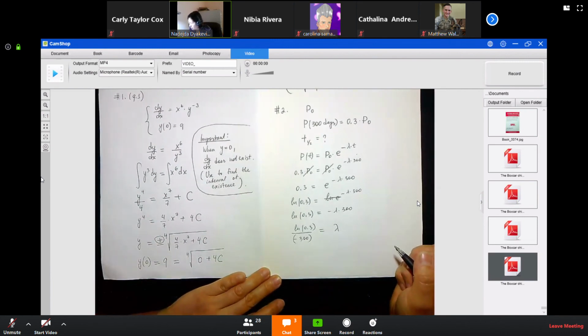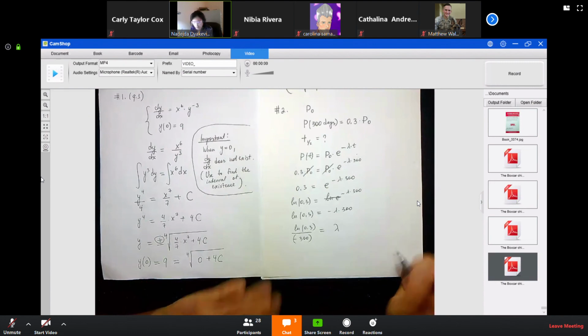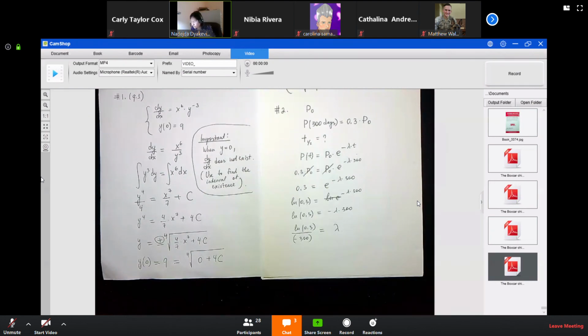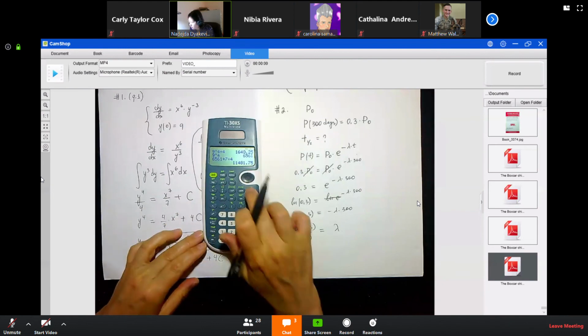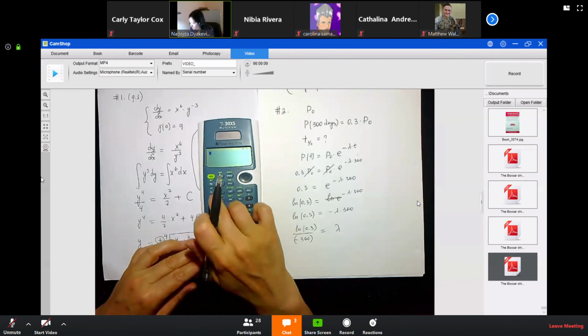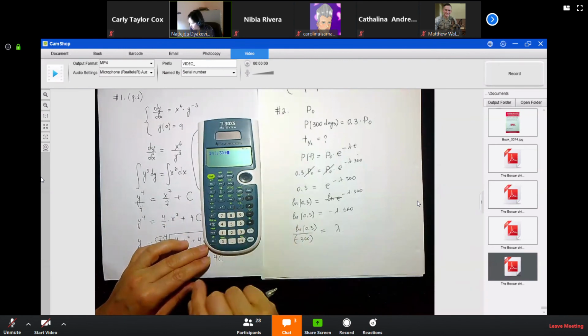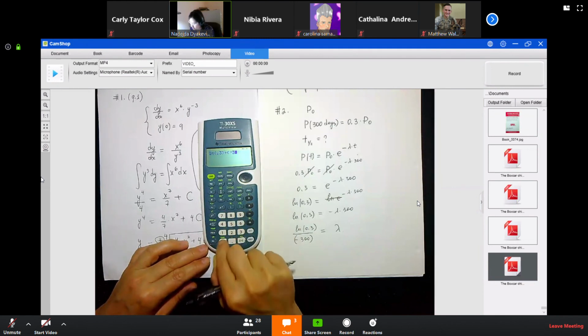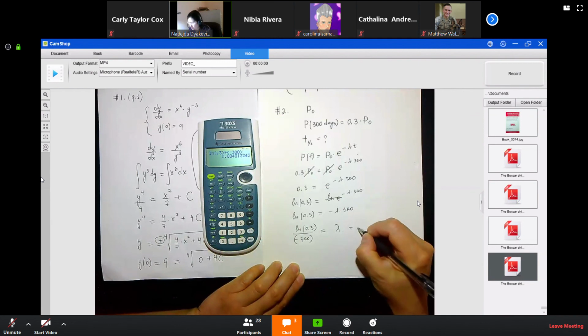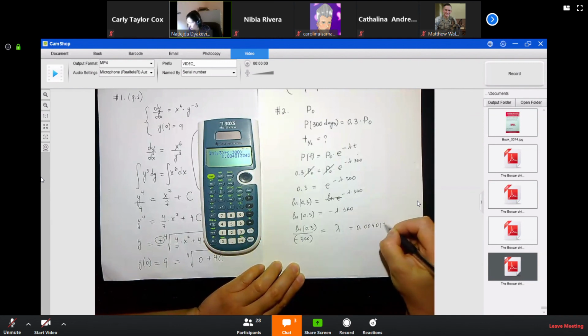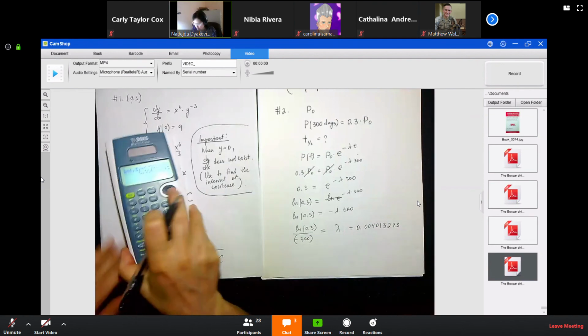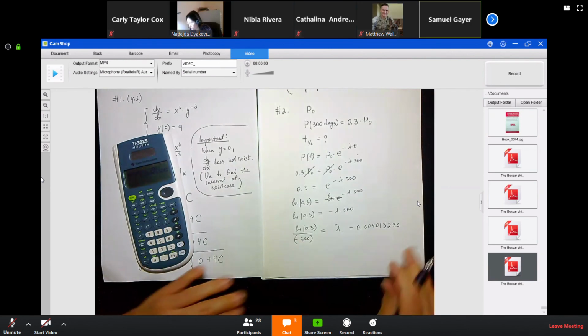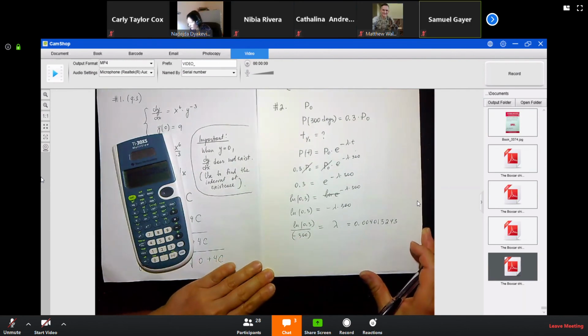So let us find this lambda using the calculator. I'm taking ln of 0.3 divided by, open parenthesis, negative 300, and I'm getting this lambda. I'm getting 0.004013243. Can anybody confirm, please? Yes. Excellent, thank you.